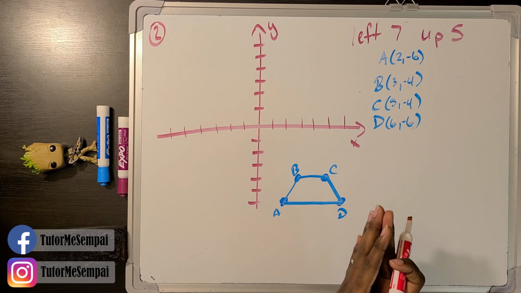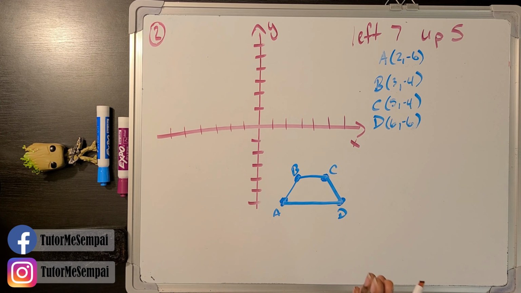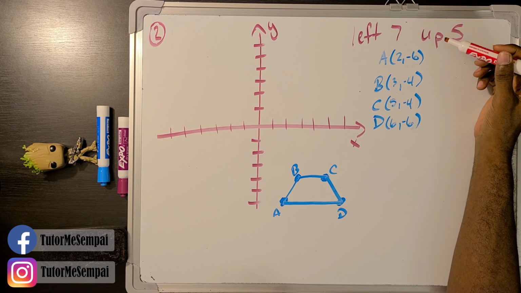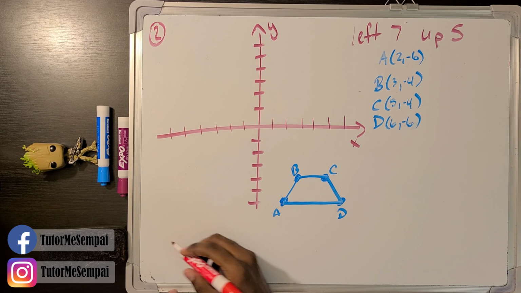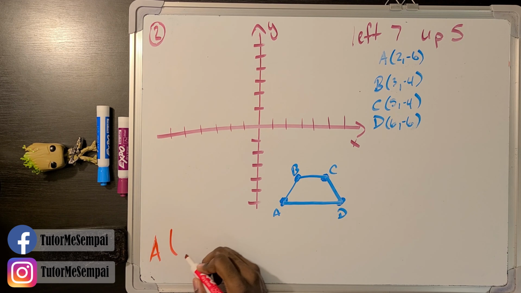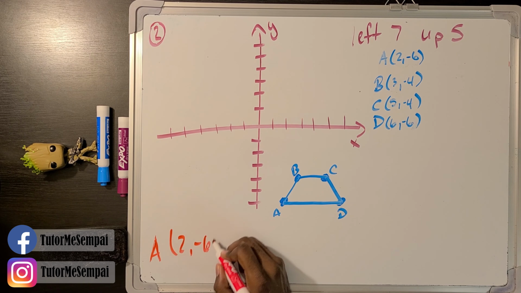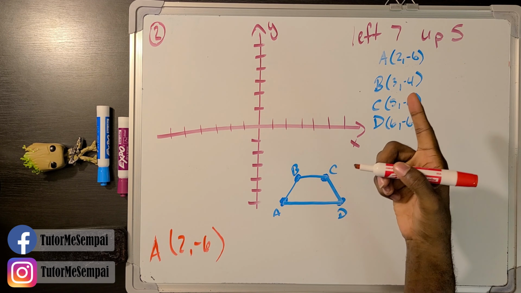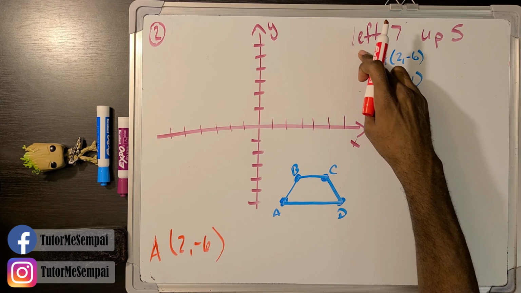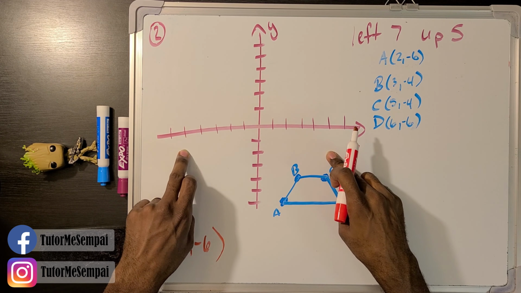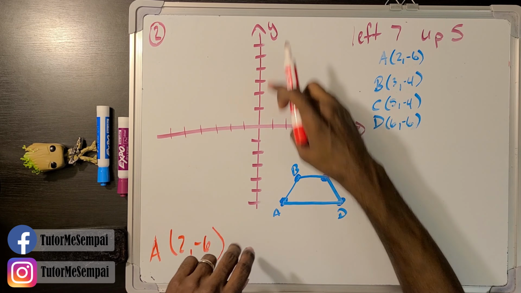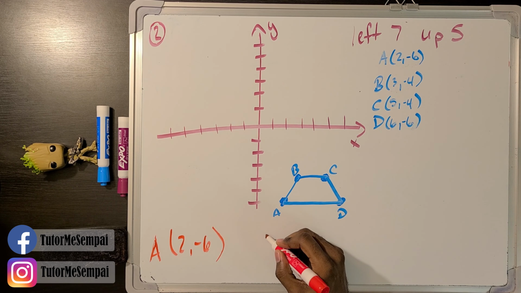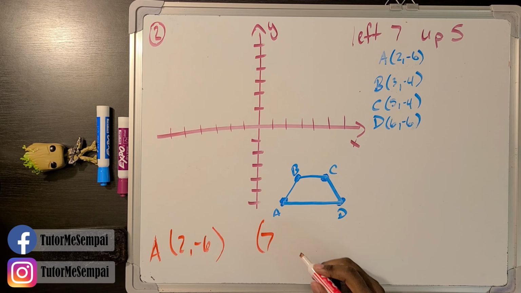So now that we have our points A, B, C, and D, and we know exactly what their point coordinates are, let's figure out what the transformation, specifically this translation, is going to have us looking at. So we're going to start with A. We have to transform A. So A is going to start at (2, -6). And we need to go to the left 7 and up 5. Left 7 means we're going to be on the x-axis, right? Left and right means you're going on the x. Up and down means you're going on the y. So 7 is going to be our first portion here.